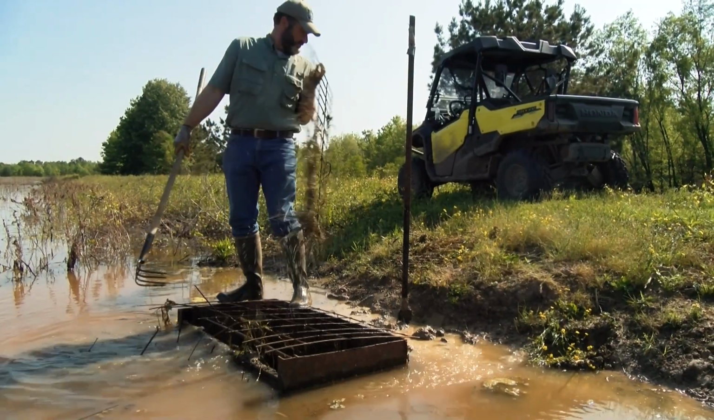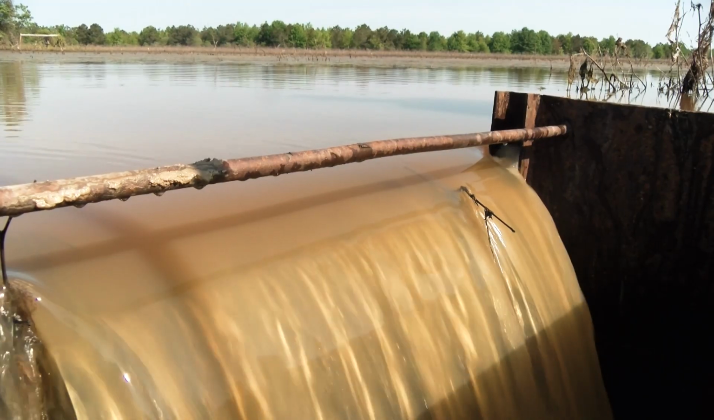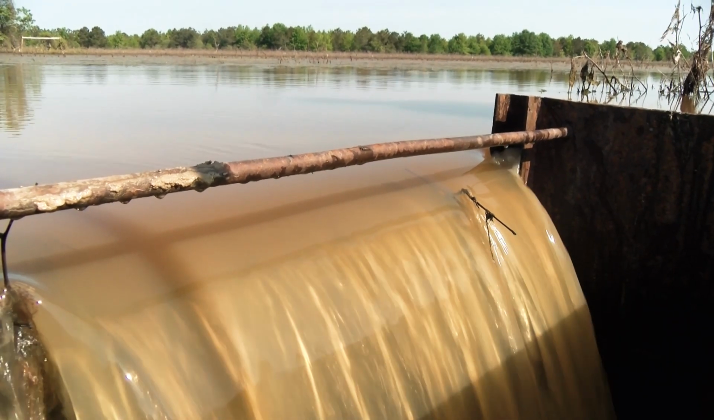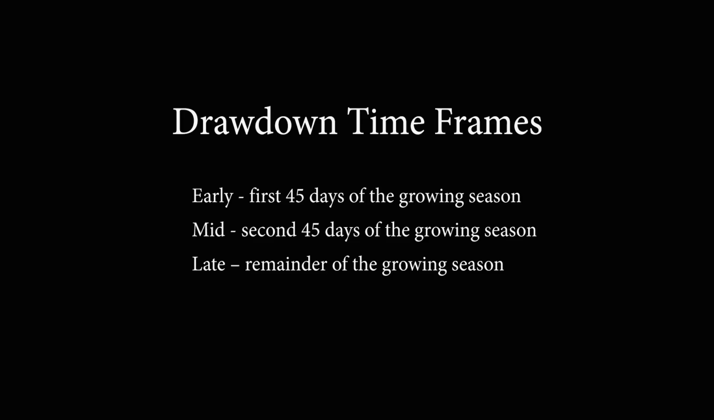Drawdowns are one of the most critical considerations when developing a management plan for your moist soil wetlands. It's important to understand why a drawdown may be needed and when to do it. The 3 timeframes to consider in determining when to draw down are early, the first 45 days of the growing season, mid, the second 45 days of the growing season, and late, the remainder of the growing season.